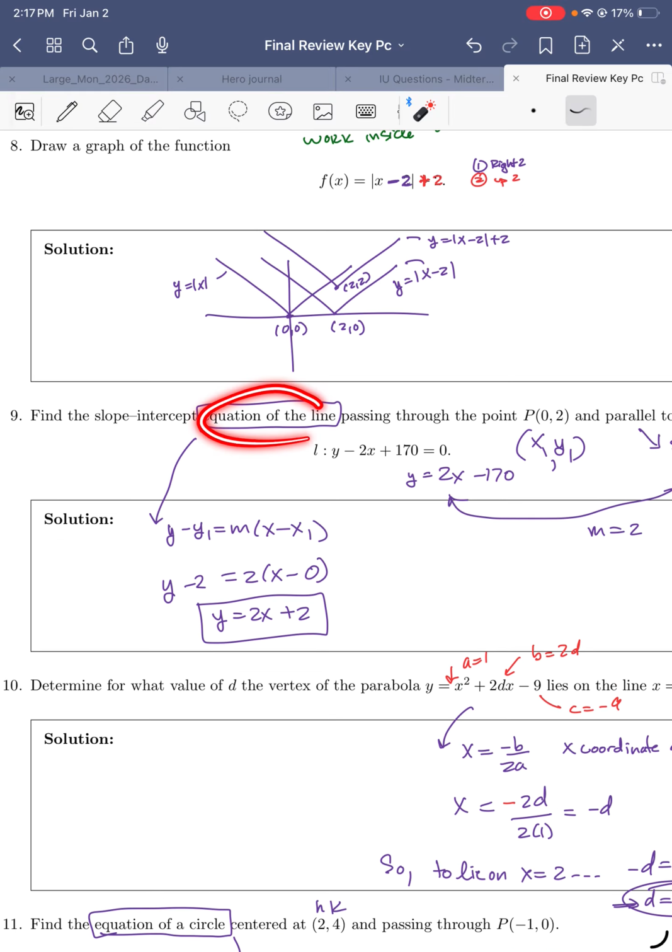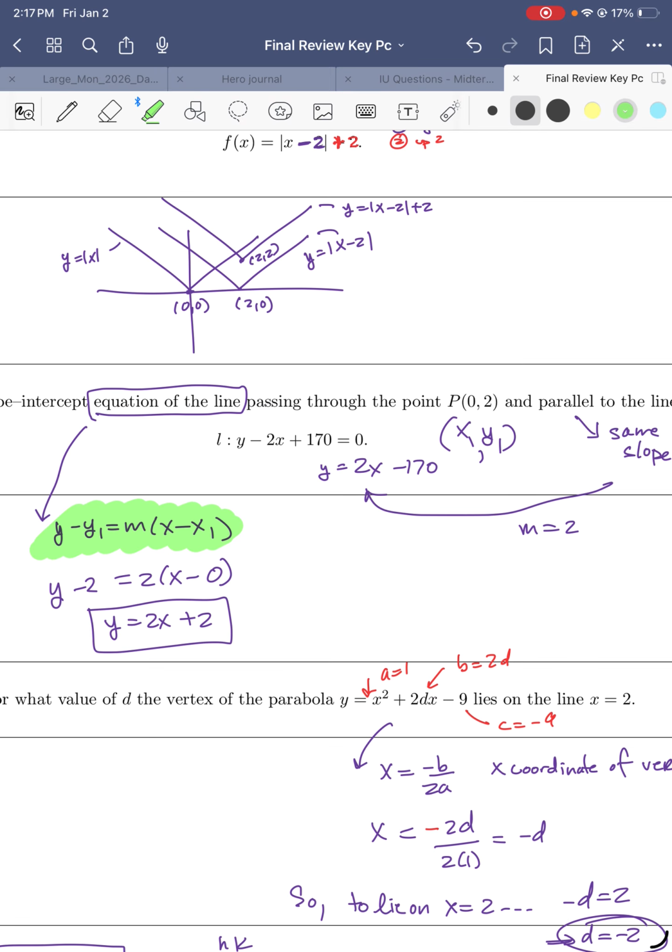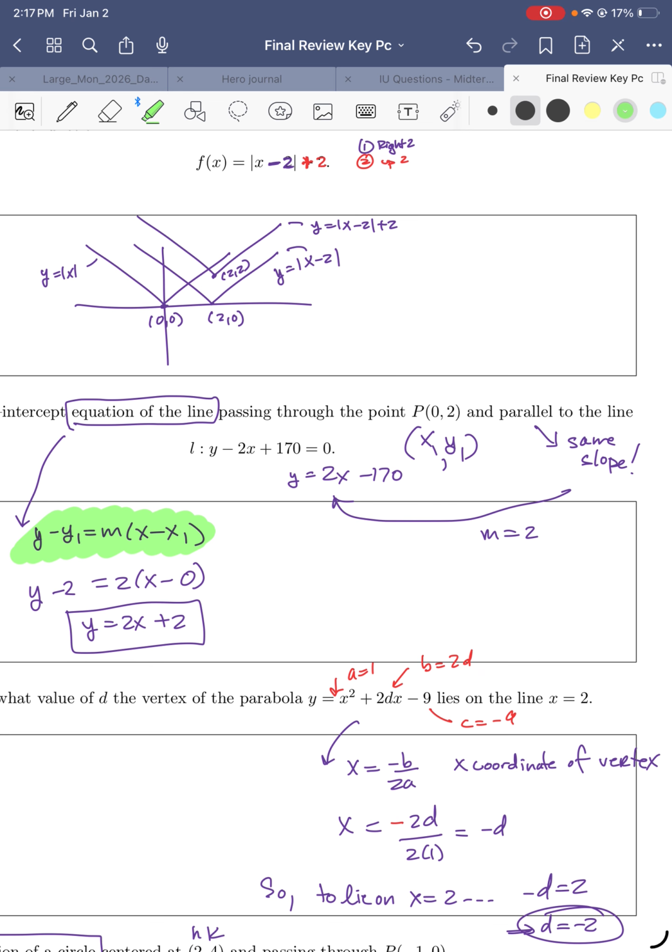Find the slope-intercept form of the line. Well, I would first write down y minus y1 is equal to m(x minus x1). That point-slope form is the one we use most. They want it to be parallel, so that means same slope.